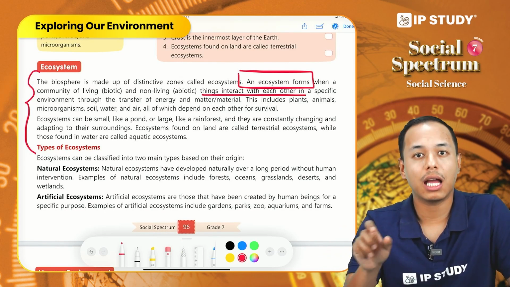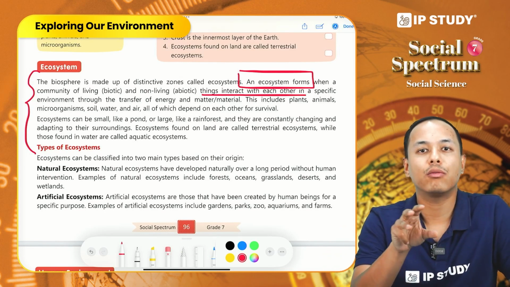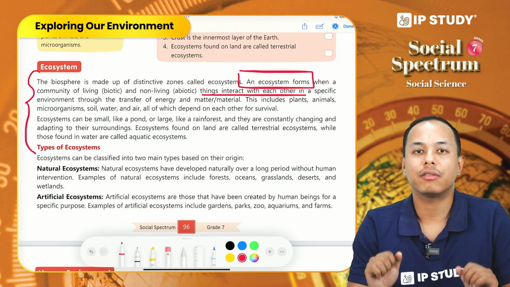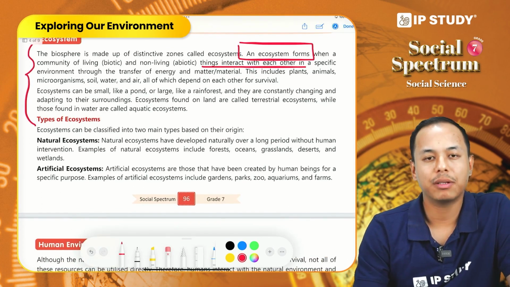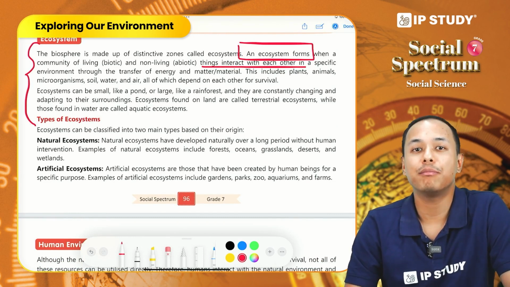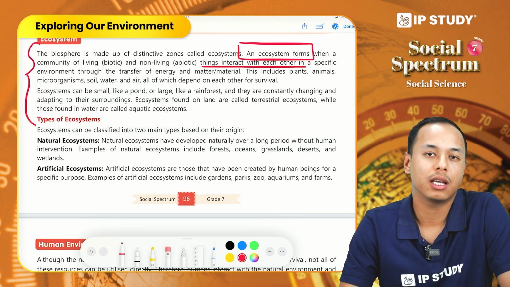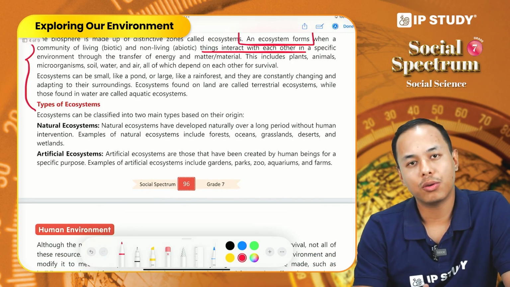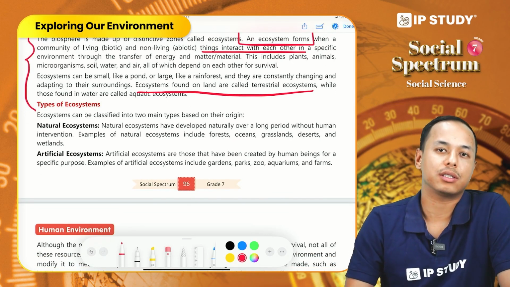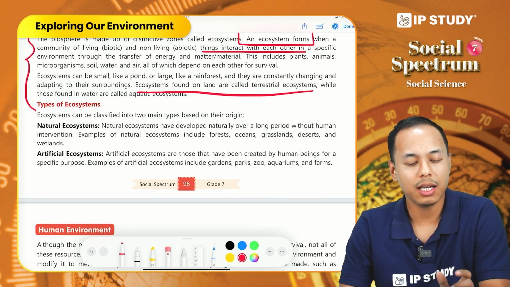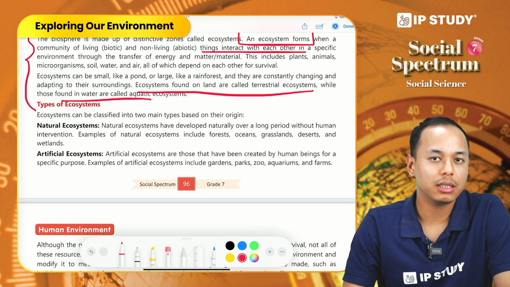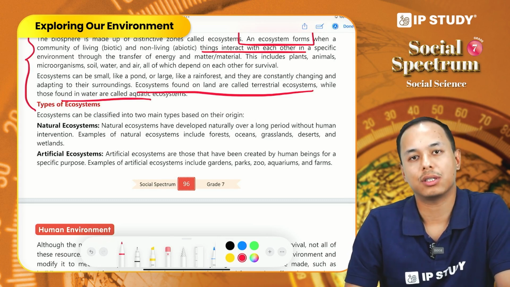These are all biotic, and abiotic like soil, land, water, and the interaction between them and dependence upon each other for their survival. For example, an ecosystem can be small like a pond ecosystem, or it can be very big like the evergreen forest ecosystem. Also, ecosystems that exist on land are called terrestrial ecosystems, and those ecosystems that we can find on water are called aquatic ecosystems.